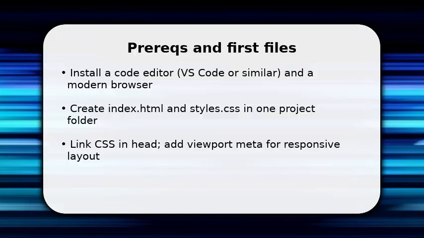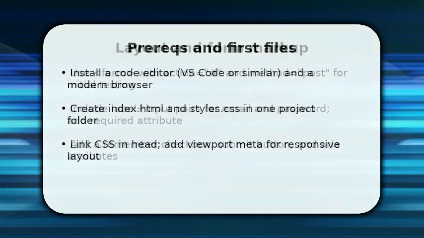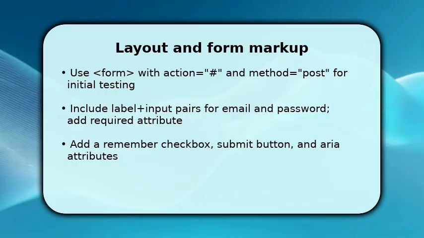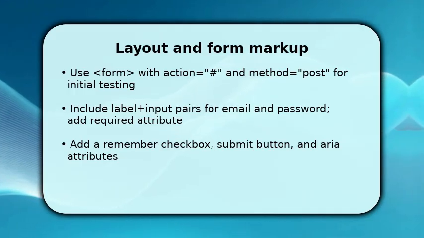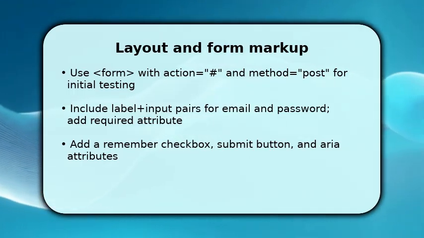Now build the core markup and explain each choice. Use a form with method post to mirror real submission, then include label input pairs for email and password so screen readers can follow. Add required attributes to enforce basic validation without JavaScript. Insert a Remember Me checkbox and a clear submit button. Add an area described by where errors will appear.